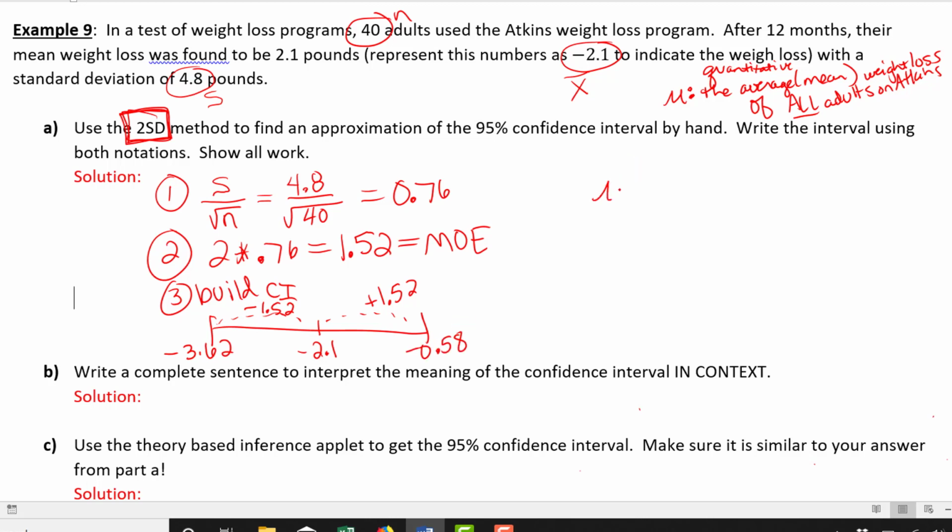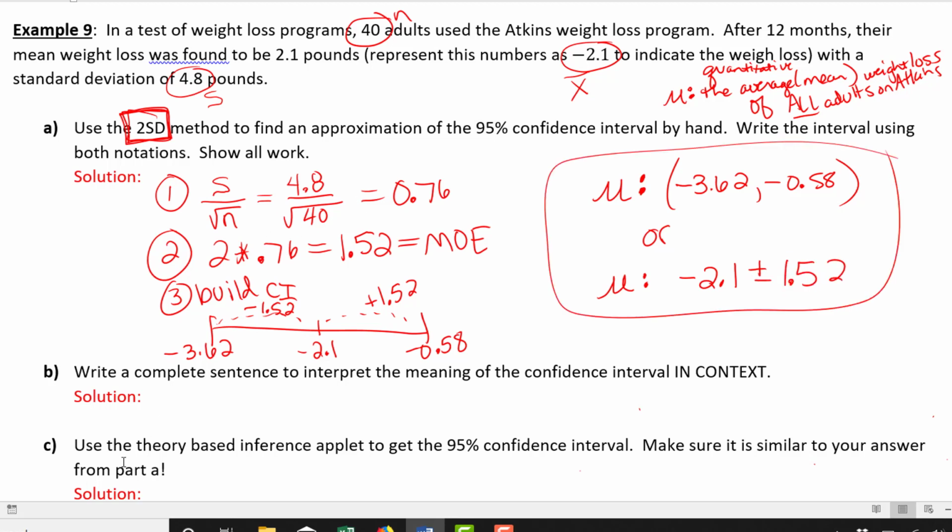So that would say that our confidence interval for mu is that we think mu is somewhere between negative 3.62 pounds up to negative 0.58 pounds. So that's 3.62 pounds of weight loss on average up to 0.58 pounds of weight loss on average. Another way to write that is with our margin of error notation. So we could say 2.1 pounds of weight loss on average plus or minus 1.52 pounds.